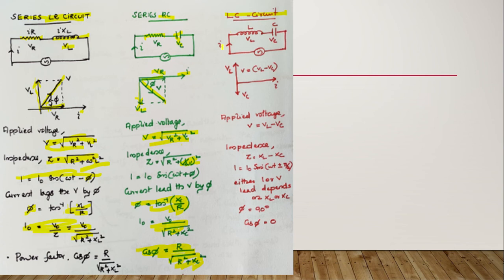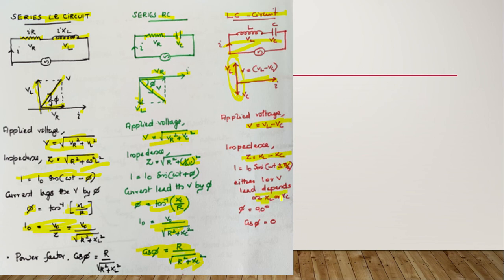Similarly, in the LC circuit, the potential across the capacitance lags behind the current by π/2. The potential across the inductance leads the current by π/2. So they are in opposite directions. We can subtract: if VL is greater than VC, we can write the net potential as VL minus VC. The impedance takes the value XL minus XC. Depending upon whether VL or VC is greater, the phase becomes plus or minus π/2.